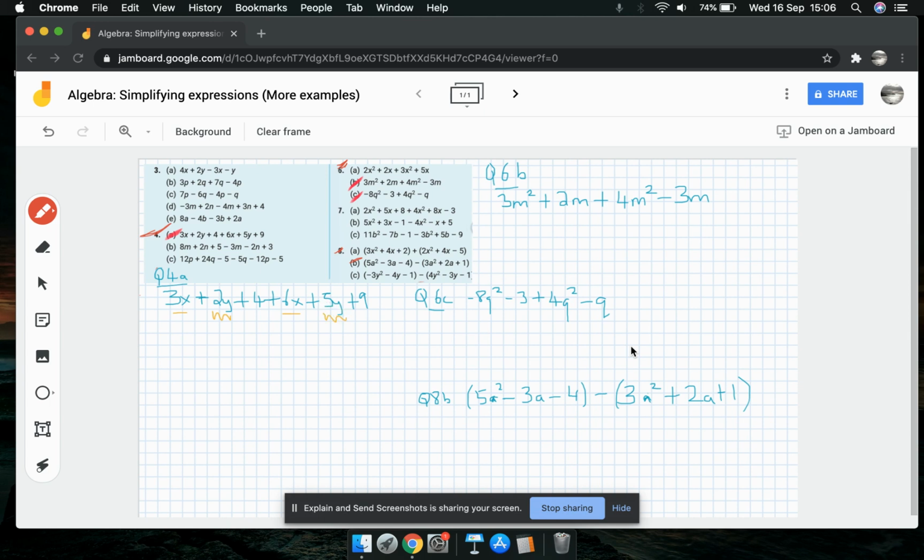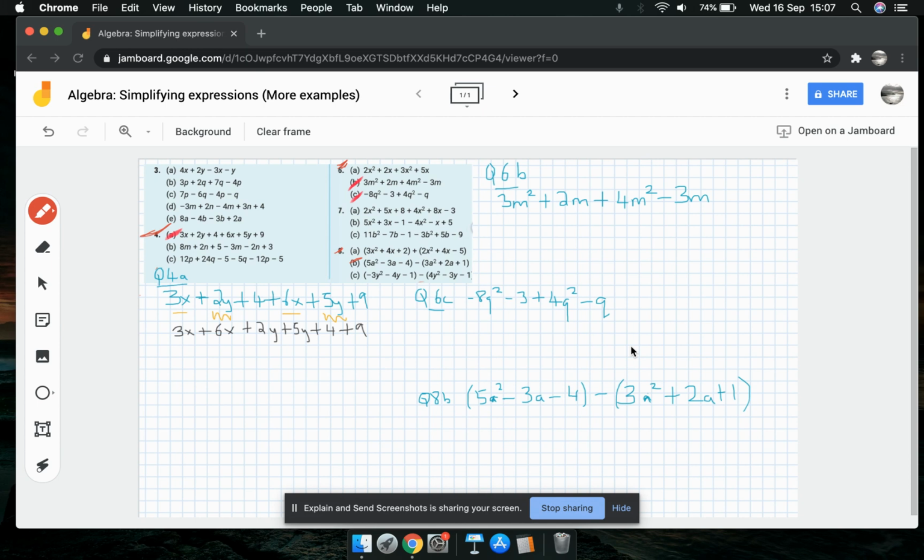I can rearrange them, so that's probably the best option I could do next. 3x plus 6x plus 2y plus 5y plus 4 plus 9. Just count everything to make sure that you haven't forgotten anything. So I have 3x, 6x, 2y, 5y, 4, and 9. What we now need to do is simplify them. These are like terms, so therefore I can add them.